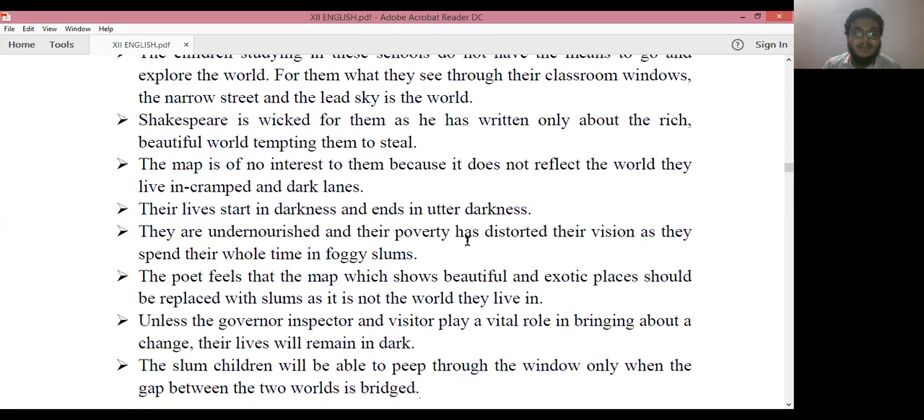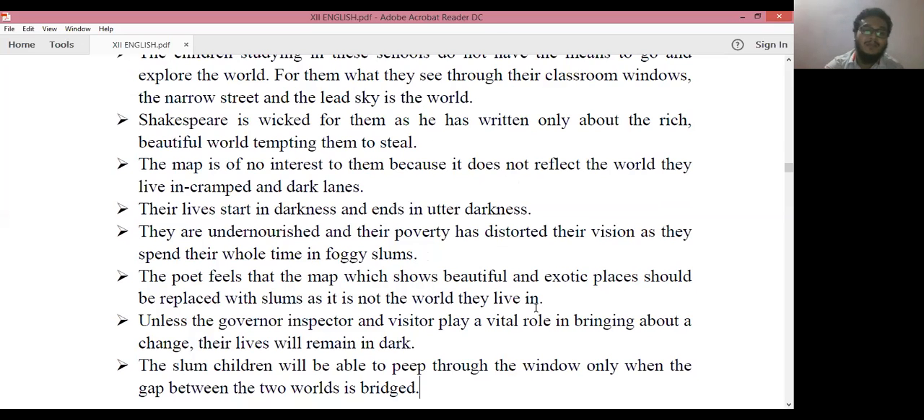The poet feels that the map which shows beautiful, exotic places should be replaced with a slum, as it is not the world they live in. Okay, so the poet wants this map to be replaced because it does not show their reality. The world where they are living is not that. There's a different world being shown to them.